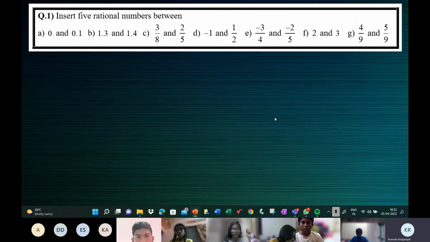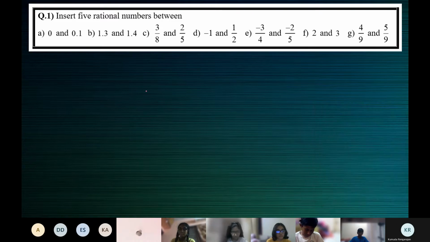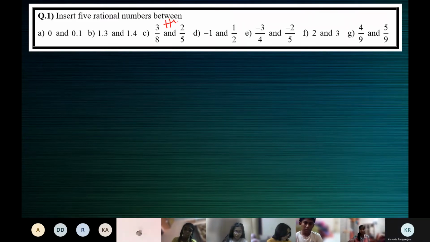Now you help me with the third one. You can help yourself. You know it from 8th standard also, how to insert rational numbers between 3 by 8 and 2 by 5. So that's homework. Now tell me, this is also homework, all about last year.